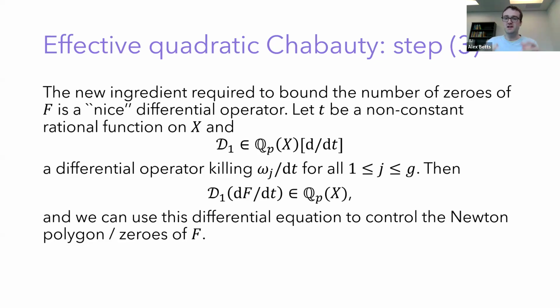And so this is really giving you a differential equation which is satisfied by my analytic function f. And what they show is that if you are very careful about how you choose this d1, then you can use this differential equation to say something about the Newton polygon of your analytic function f, and therefore say something about its number of zeros. And that ultimately is what gives them their bound on the number of rational points.